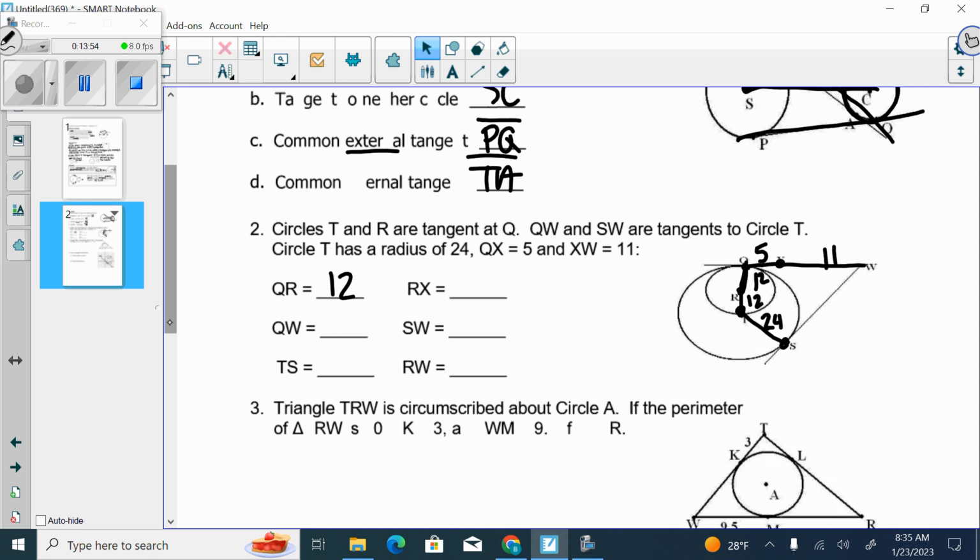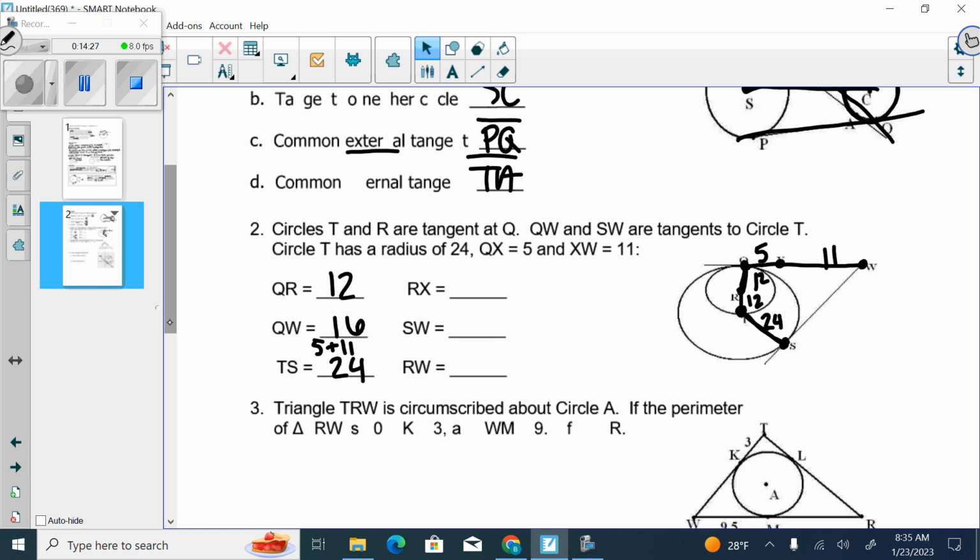Okay, they asked for QW, so QW goes from here to here, so all we would need to do is what? Add, okay, so we have our 5 plus 11, so QW must be 16. All right, then they asked for TS. Well, TS goes from the center of circle T to the edge, so it must be a length of 24, good. Okay. All right, then they want RX.